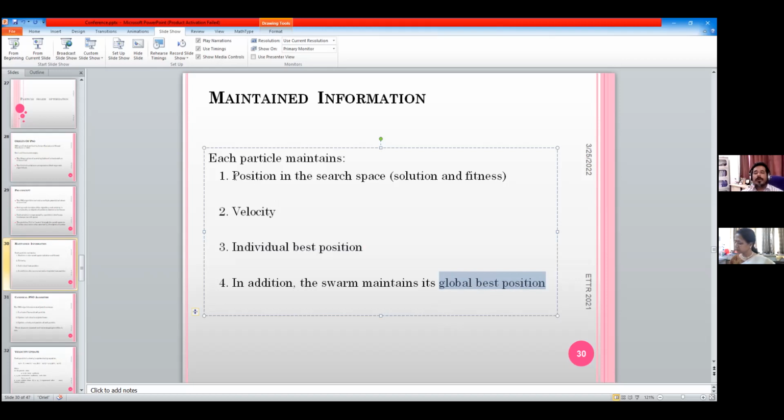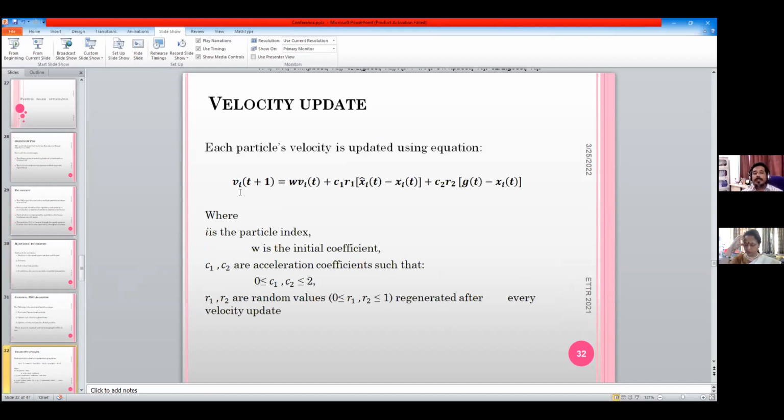So we need to know position, we need to know velocity, we need to know individual best position, we need to know global best position. But how do we find them? There is a simple equation. Now this is the equation of the velocity.